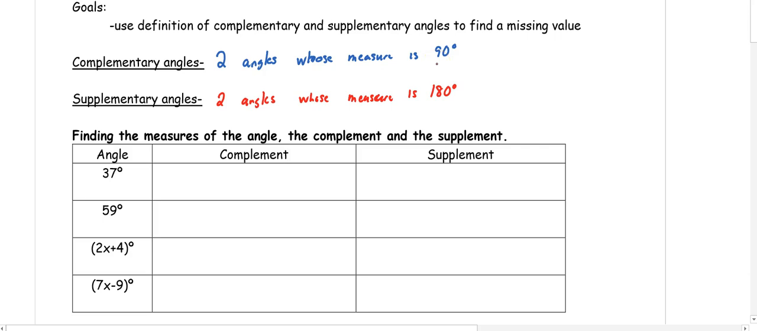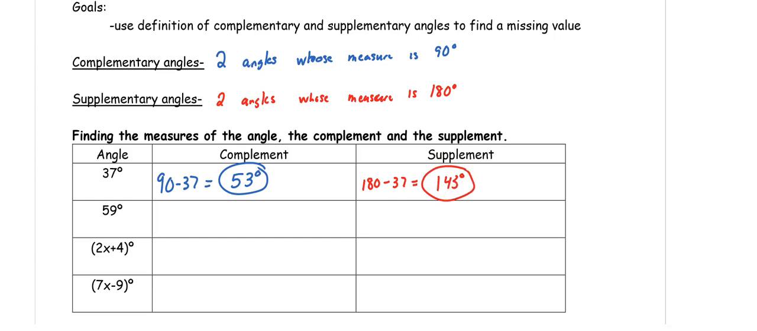So find the measure of the angle, the complement, and the supplement. Whenever we're given an angle, to find the complement, we're going to subtract it from 90. So 90 minus 37 gets us a complement of 53. Supplement is 180 minus the angle, which is 37, and that gets us 143.